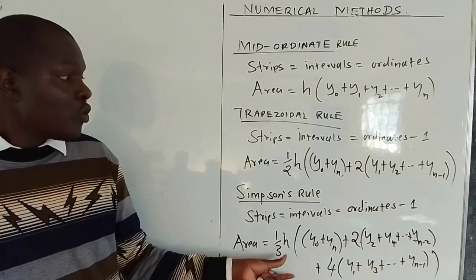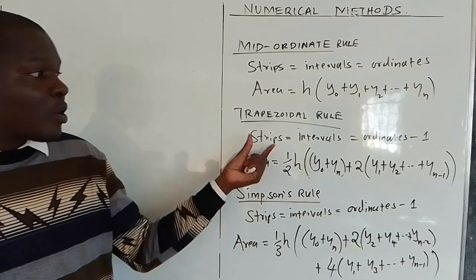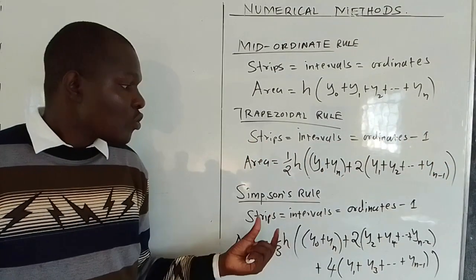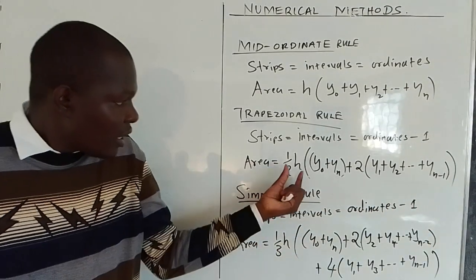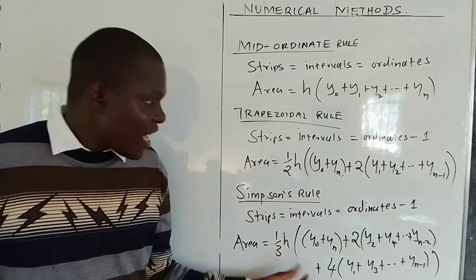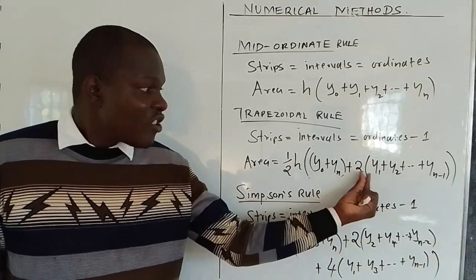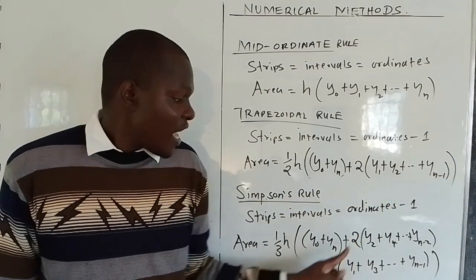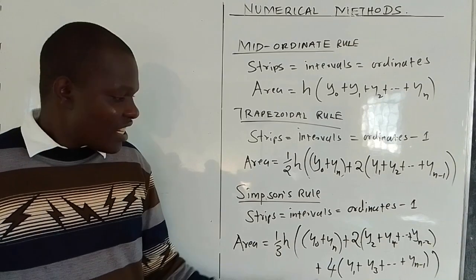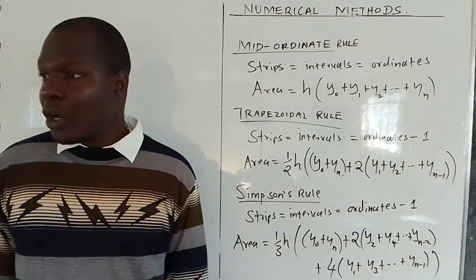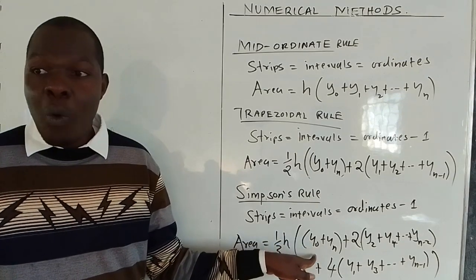Then we've seen Simpson's rule is an extension of the trapezoidal rule. If in the trapezoidal rule the number of steps is ordinates minus 1, in Simpson's rule the number of steps is also ordinates minus 1. In the trapezoidal rule we had a half h, here we have a third h. The sum of the ends remains the way it was, then twice the sum of the evens only, then plus 4 times the sum of the odds. And that only works if you start with y naught.